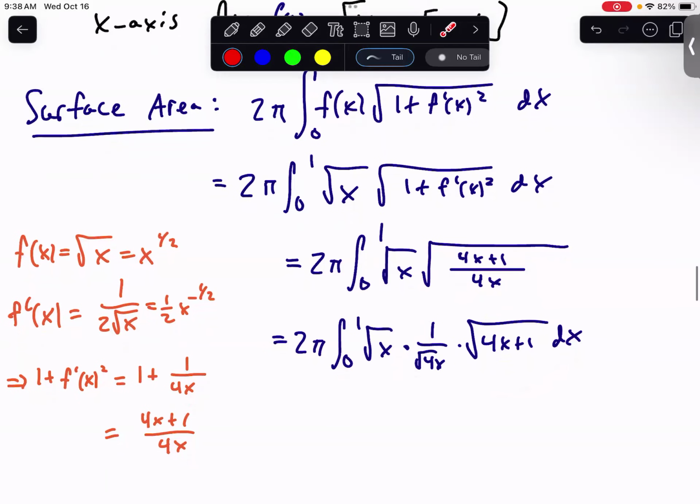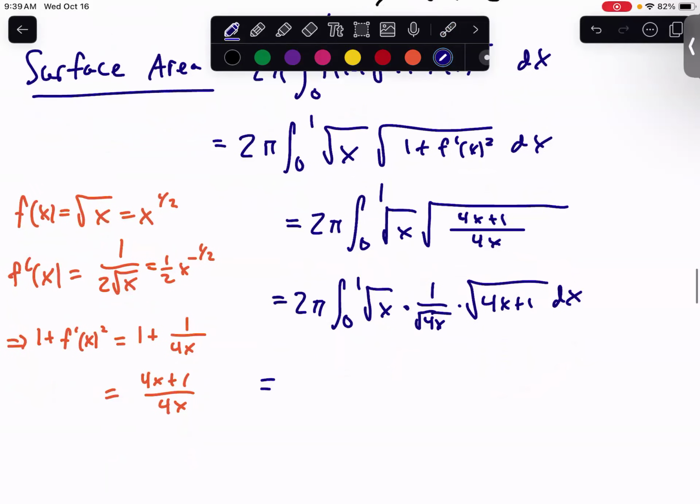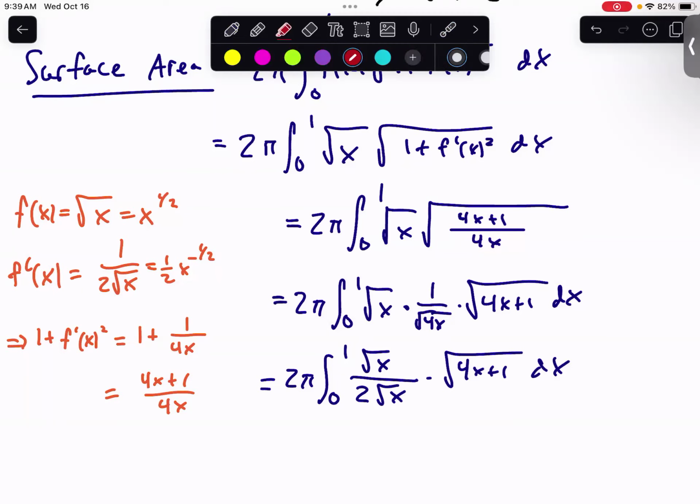The reason I do that is that this is going to cancel out with the square root of x. That's the main point. So this is 2 pi times the integral from 0 to 1. If you multiply these two things together, you'll have a square root of x in the numerator. The square root of 4 is just equal to 2, so this is going to be over 2. So this is the square root of x multiplied by the square root of 4x plus 1 dx. The square root of x cancels out with the square root of x, and then this 2 cancels out with this 2 right here.